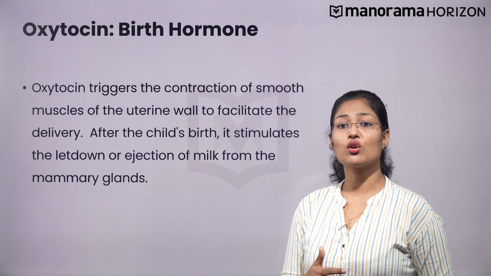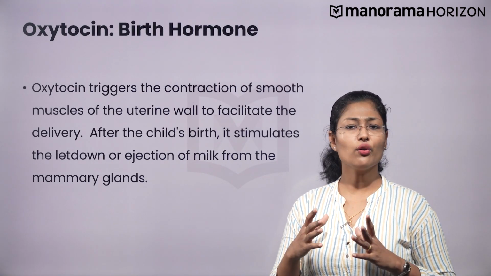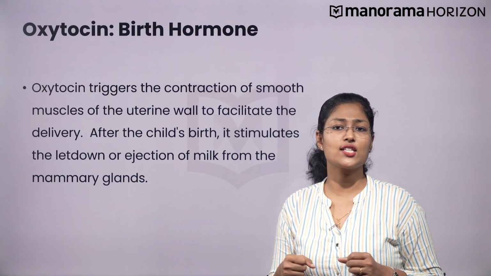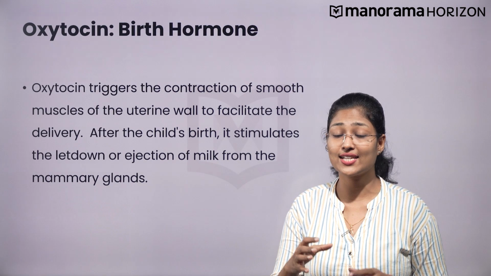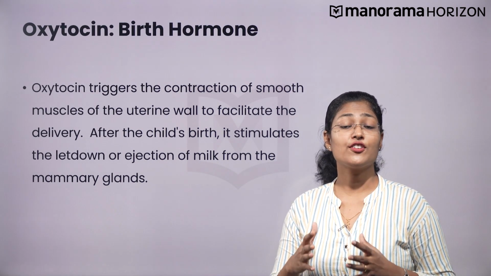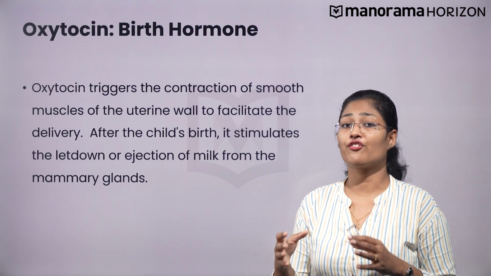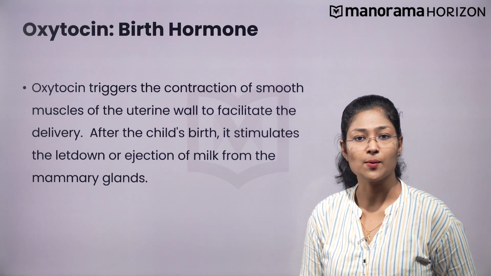Oxytocin is also called the birth hormone. During childbirth, it triggers a contraction of the smooth muscles of the uterine wall to facilitate the delivery. After the child's birth, it stimulates the letdown or the ejection of milk from the mammary glands.